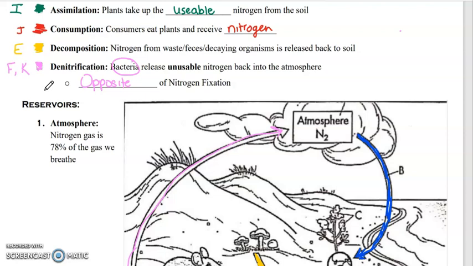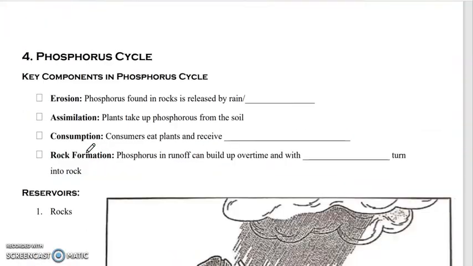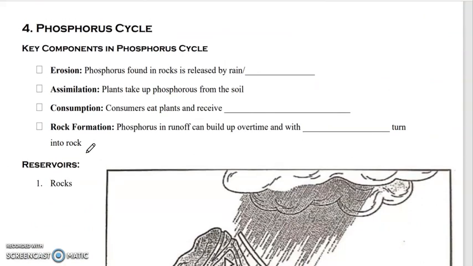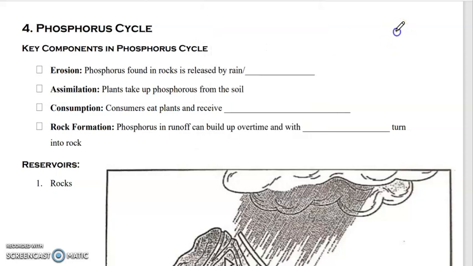All right, so I will post a screenshot of that. We are going to move on to our final biogeochemical cycle, and this is the phosphorus cycle. So phosphorus is, again, going to be found in proteins. It's going to be an important part of our cell membranes. So we definitely need phosphorus in our bodies, and we are going to be talking about how it's going to be cycling through the environment.